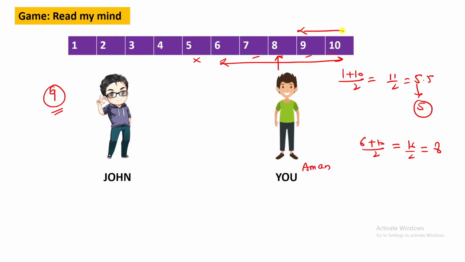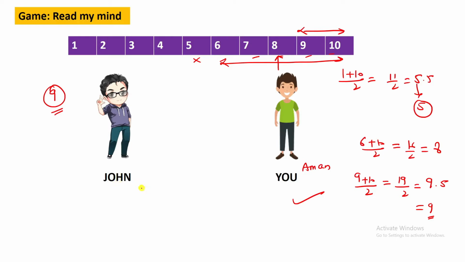So now you take the half of 9 and 10. Half of 9 and 10 is 9.5. You take the integer part, so you say 9. Now you ask John whether the number is 9. John says yes, the number is 9. So you won the game, right? You are able to read John's mind.